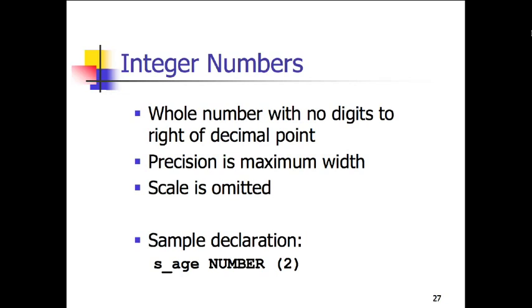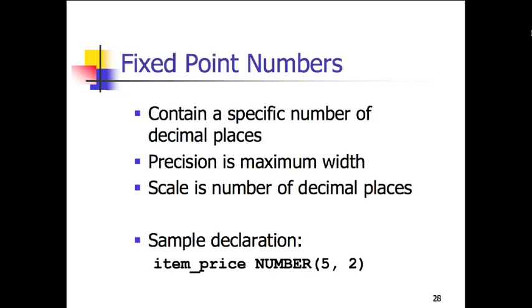So the language, I shouldn't say the language, the data type selection is quite extensive and it can be added to, actually. It can be complemented with special stuff that's needed for particular applications. It can be customized, is what I'm saying. So, in terms of the integer numbers, whole numbers with no digits to the right of the decimal place can be used. Precision is the maximum width. Scale is omitted in here. So in terms of an integer, we have age, because you can't have a half. Well, unless you're 5 1/2 or something, we'll just call you 6 or 5.